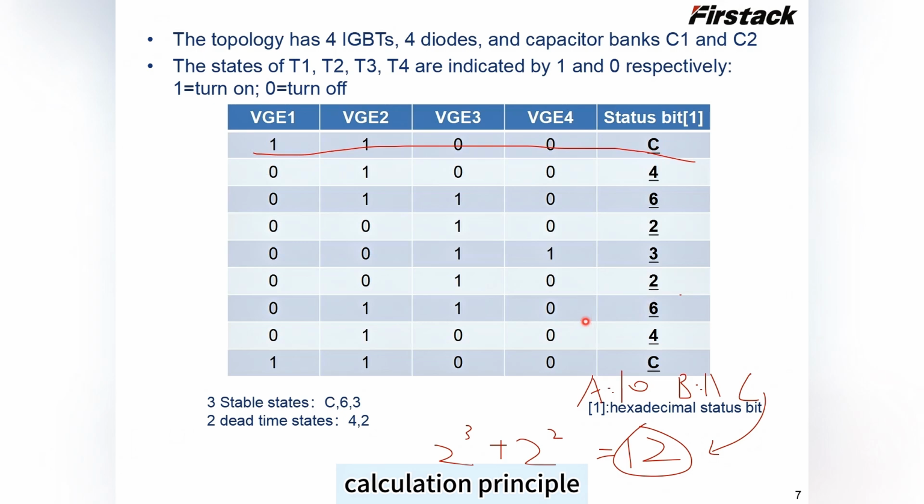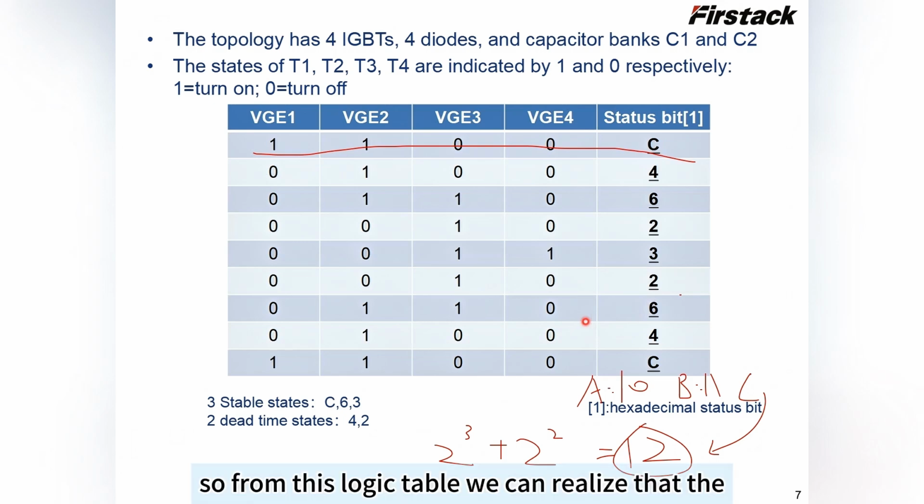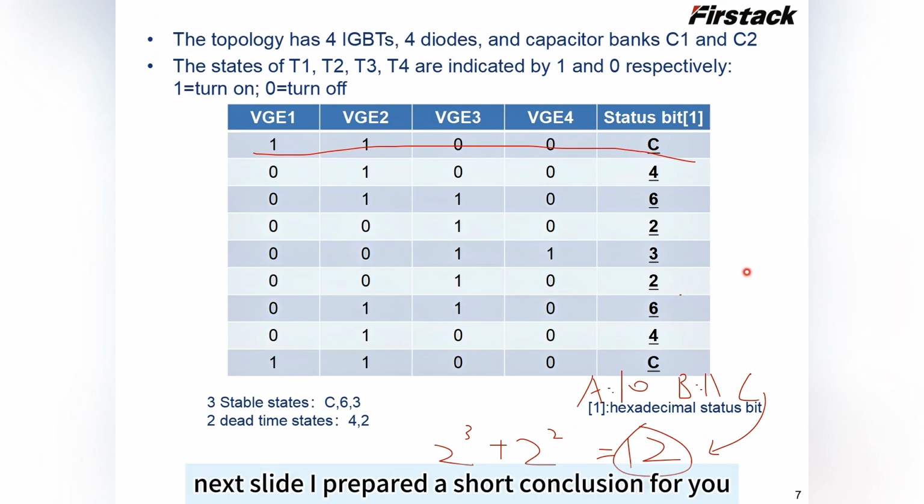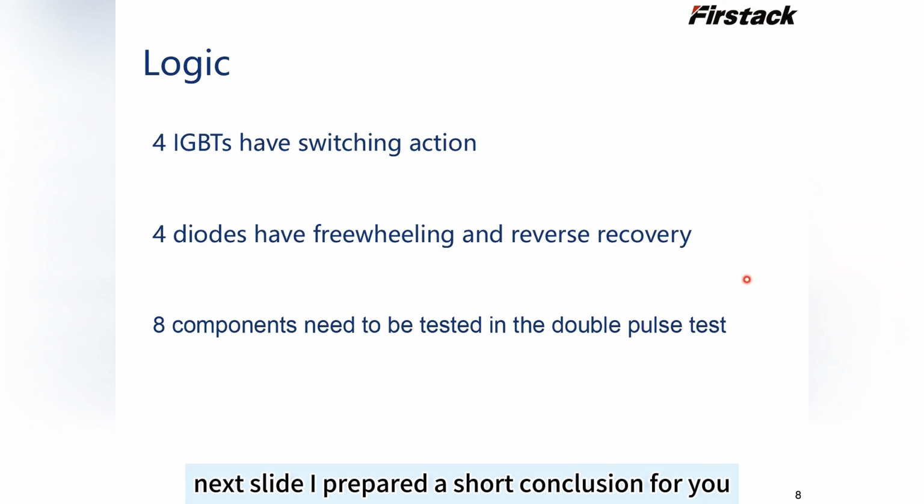Yeah. So from this logic table, we can realize that the control logic of the 3-level system is more complex than the 2-level system, which has only 2 statuses. For the 2-level system, you have only top on, bottom off, or bottom on, top off. So this kind of complex control logic, we can say is a disadvantage of the 3-level system. Okay, great. This is our logic table, and in the next slide, I prepared a short conclusion for you.